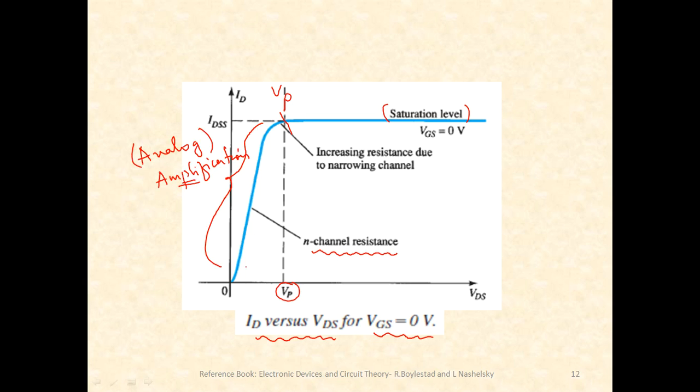Whereas for digital applications, we usually use the saturation part, because there we'll be getting two logic levels. If I consider this to be logic 1, then I can consider this to be logic 0. I'm talking about the lowest range, where there is no current. So this is logic 0. So I can use this portion for the digital applications, whereas the linear portion can be used for the analog part.